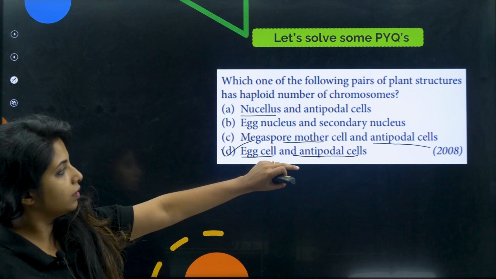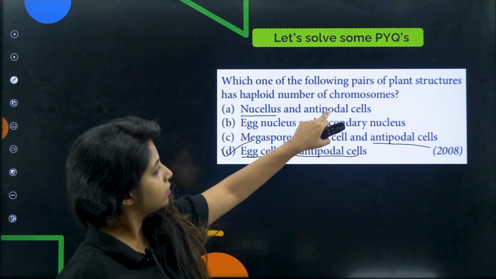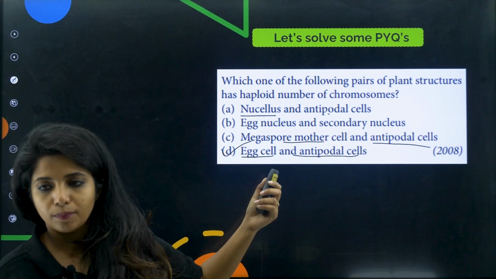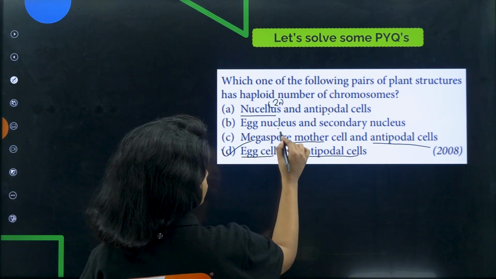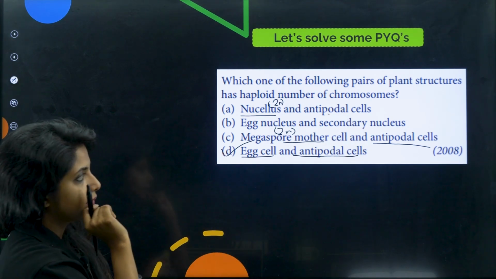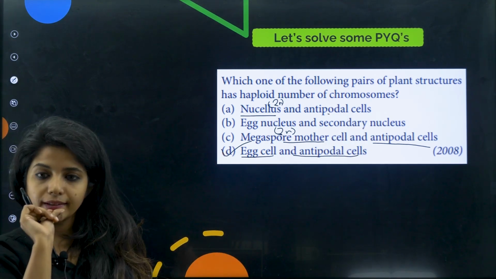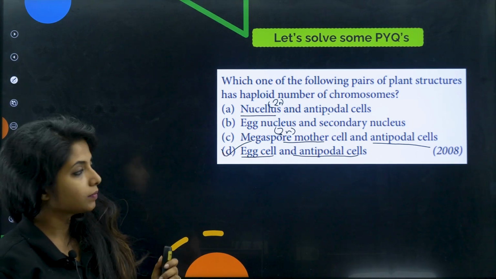This is 2n, this is 2n, this is n, this is n. So 2n means diploid. This is 2n, that is diploid, this is also 2n, that is diploid. These are all n. Works? Let's go ahead now.